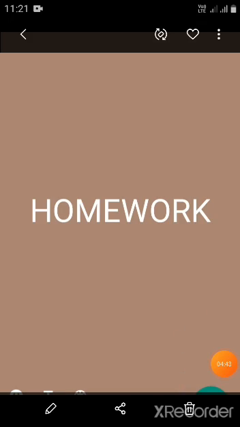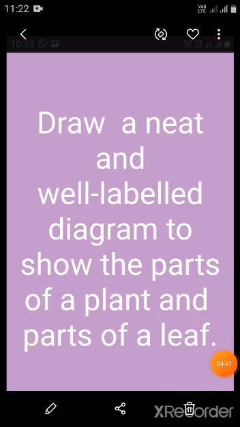So students, now it's time to take the homework. Draw a neat and well-labeled diagram to show the parts of a plant and parts of a leaf in your science classwork homework book and send it on WhatsApp.